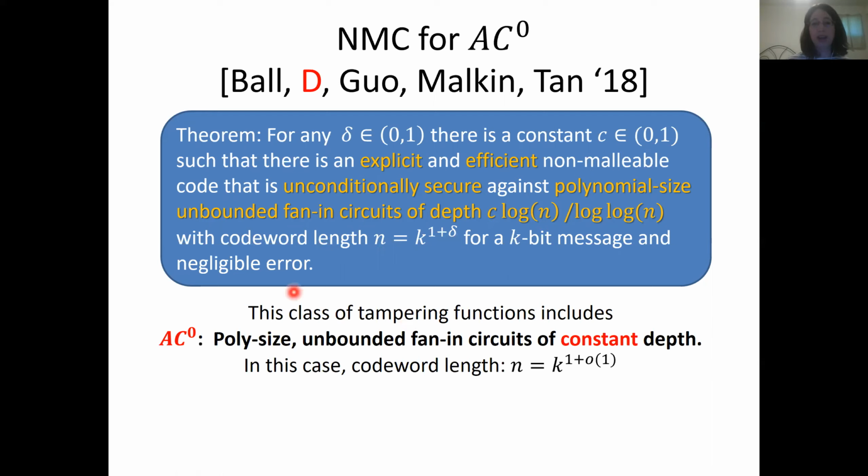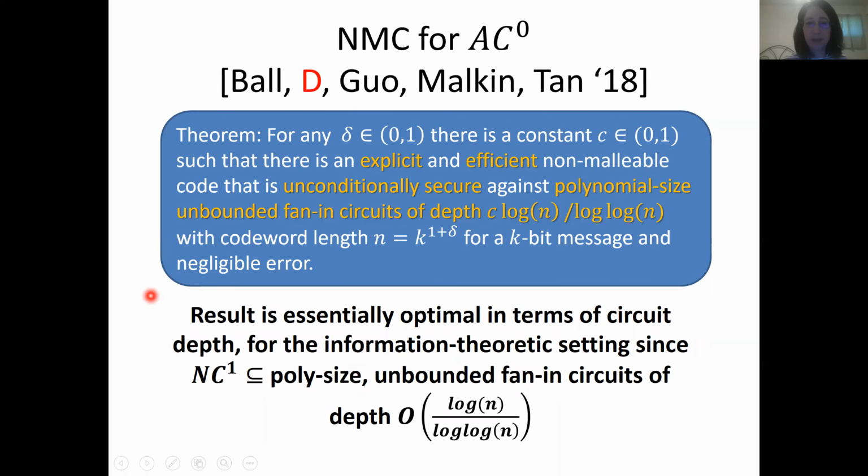So I just want to note that the class that we achieve includes the class AC0. It contains AC0. So remember, AC0 is a class of polynomial size unbounded fan-in circuits of constant depth. And for the case of AC0, our result actually gives a slightly better code word length of k to the 1 plus little o of 1. And I also want to emphasize that this result is essentially optimal in terms of circuit depth. This is kind of the best we can do in terms of circuit depth in the information theoretic setting.